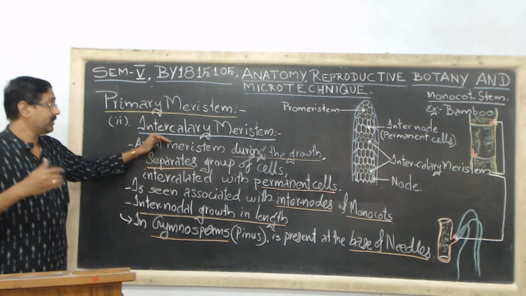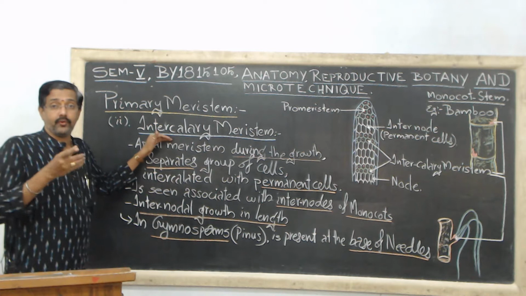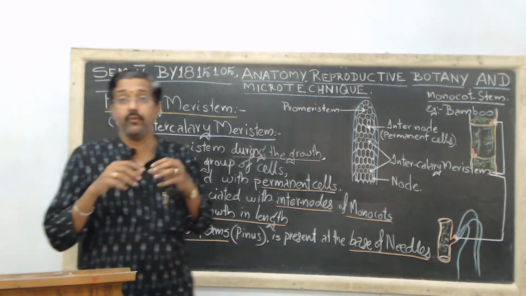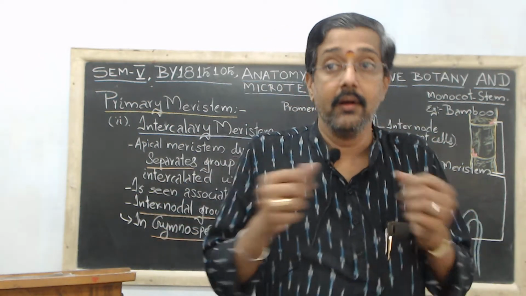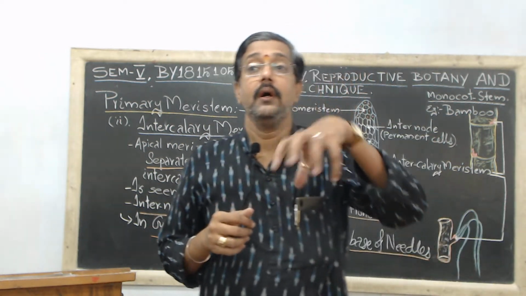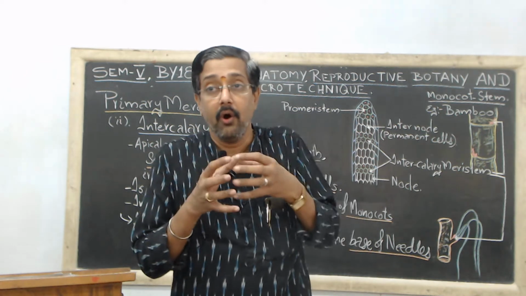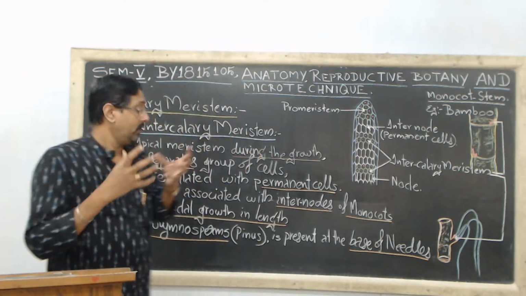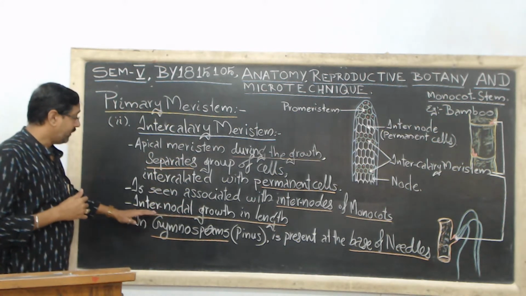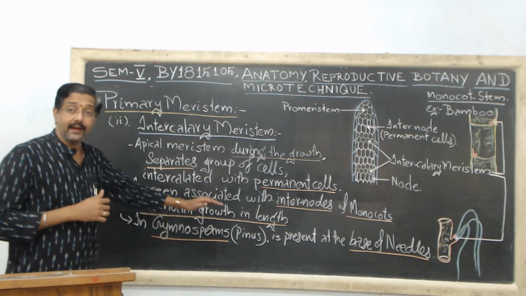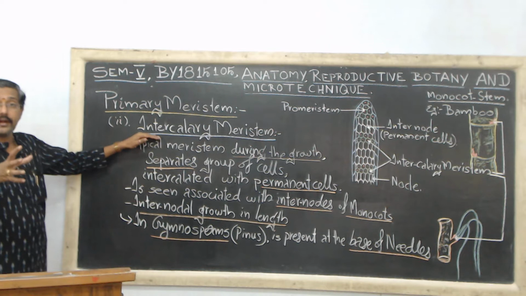Why is it mentioned as the activity of intercalary meristem? Because we know that the meristem is actively dividing cells, which produce more cells, and what happens? More tissues are developed, which are distributed to the internodal portion. So the internodal growth in length is concerned with the activity of the intercalary meristem.